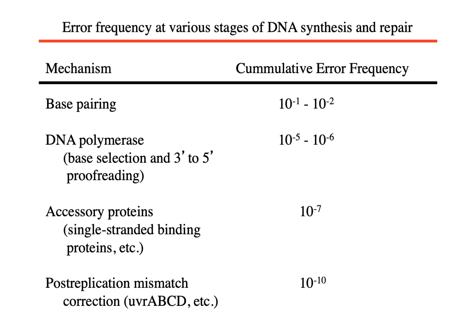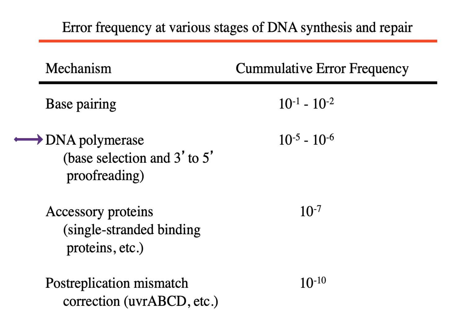So there are certain rates of errors created by some of these different mechanisms. And so barring any mutagen or anything else, these are just natural things that are occurring in those cells. So just by mistakes in base pairing, the cumulative error frequency is about 10 to the minus 1 to 10 to the minus 2, which is 1 in 10 to 1 in 100. So it happens very frequently.